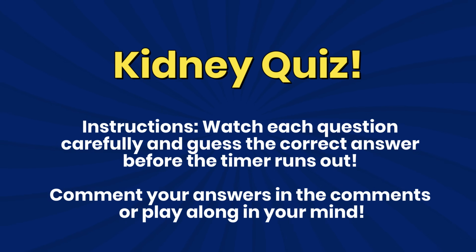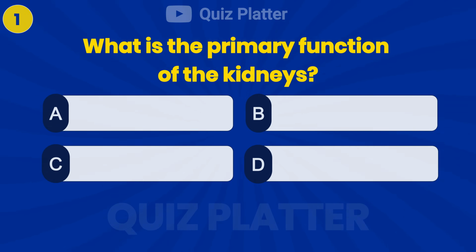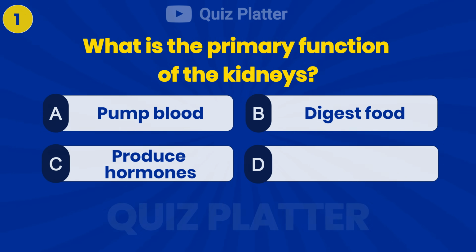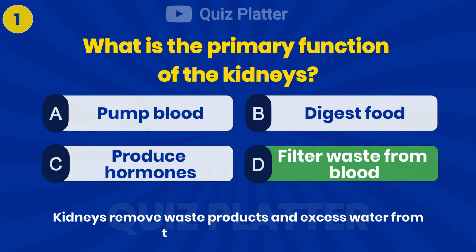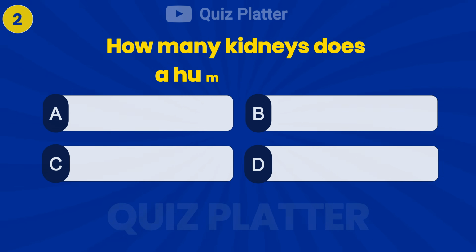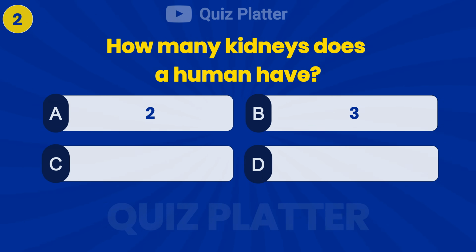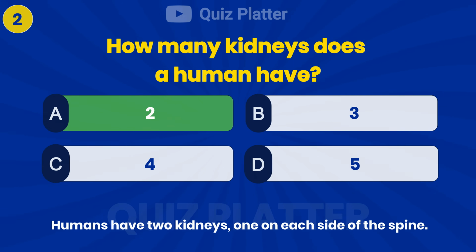Kidney quiz. What is the primary function of the kidneys? Answer: D. Filter waste from blood. How many kidneys does a human have? Answer: A. 2.